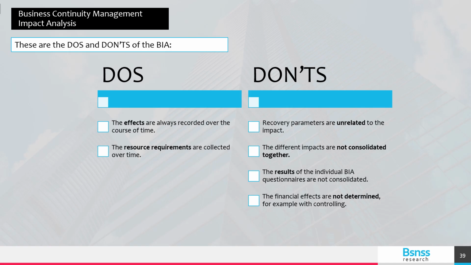These are the do and don't of the BIA. Do. The effects are always recorded over the course of time. The resource requirements are collected over time. Don't. Recovery parameters are unrelated to the impact. The different impacts are not consolidated together. The results of the individual BIA questionnaires are not consolidated. The financial effects are not determined, for example with controlling.